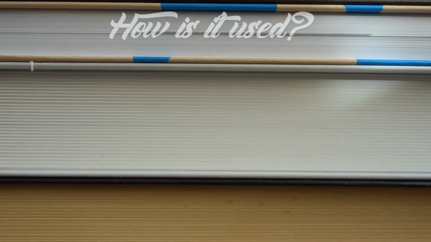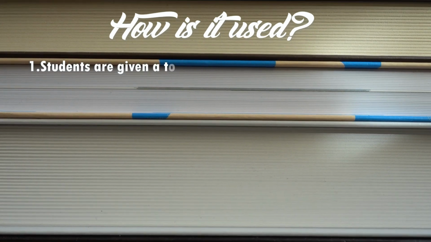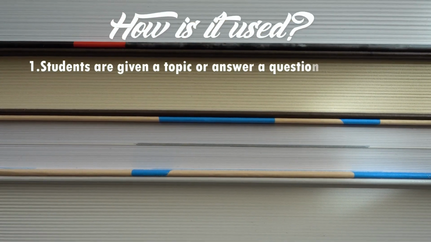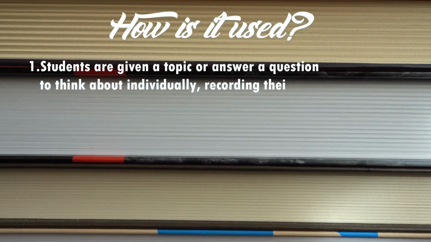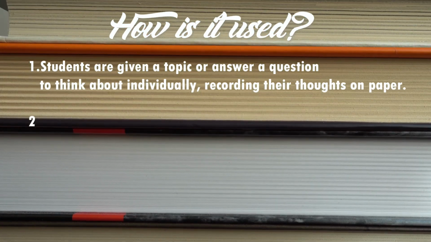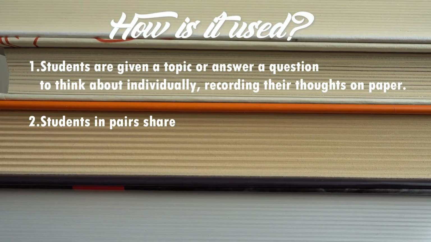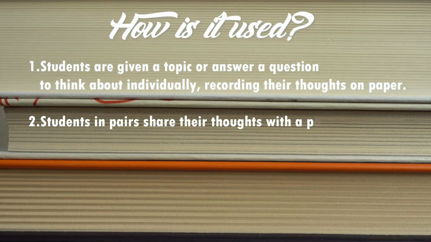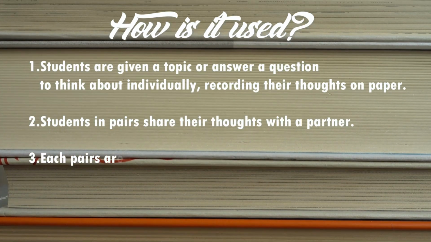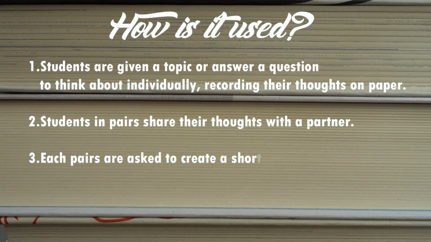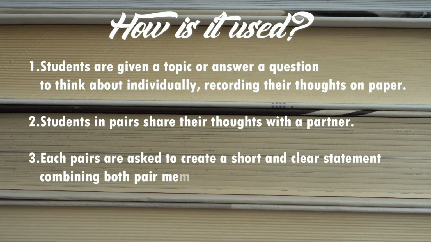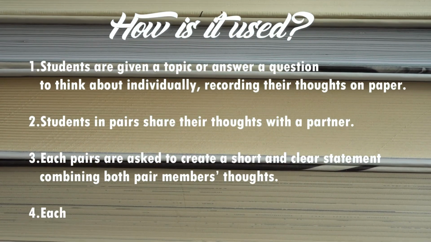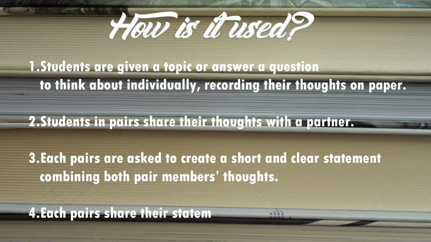How is it used? First step, students are given a topic or a question to think about individually, recording their thoughts on paper. Step 2, students in pairs share their thoughts with a partner. Step 3, each pair is asked to create a short and clear statement combining both members' thoughts. Step 4, each pair shares their statement with the class.